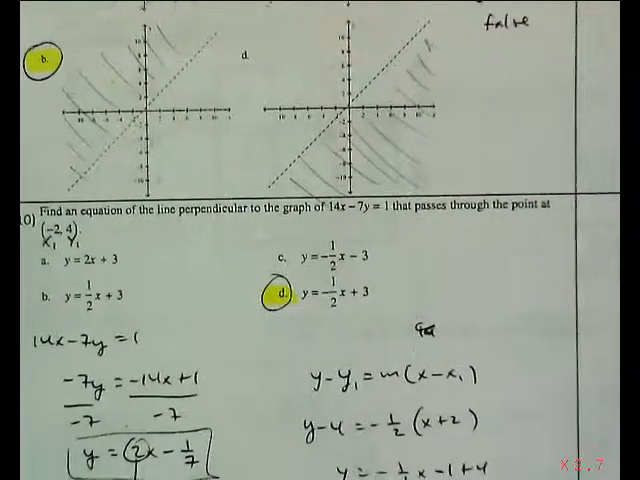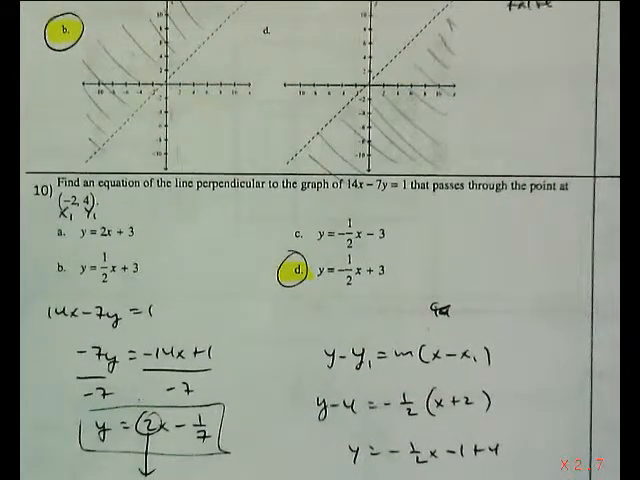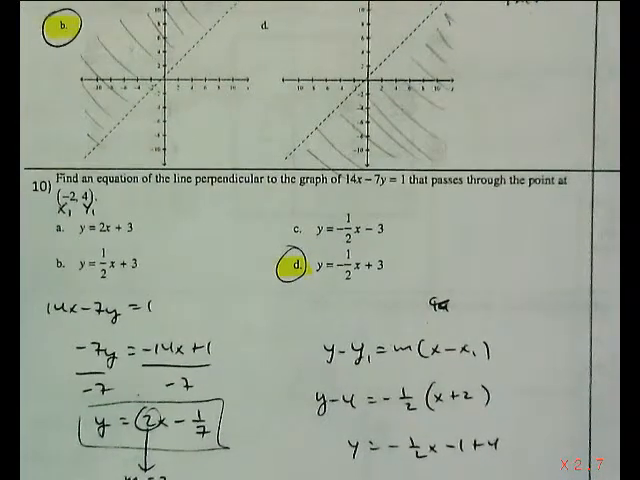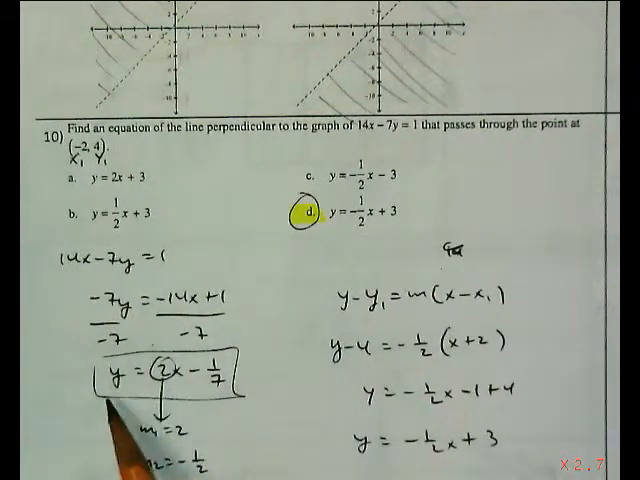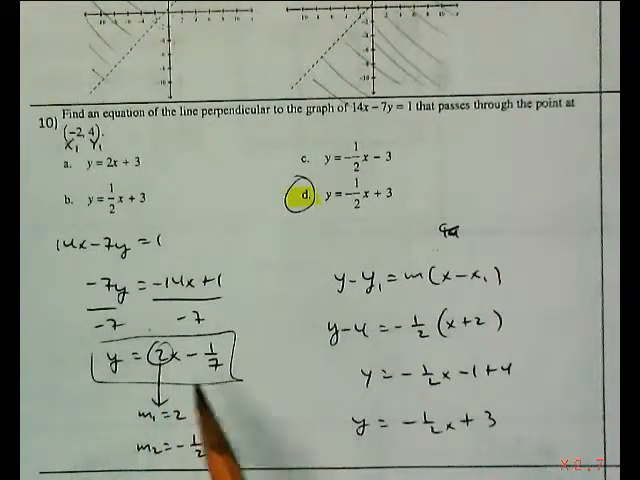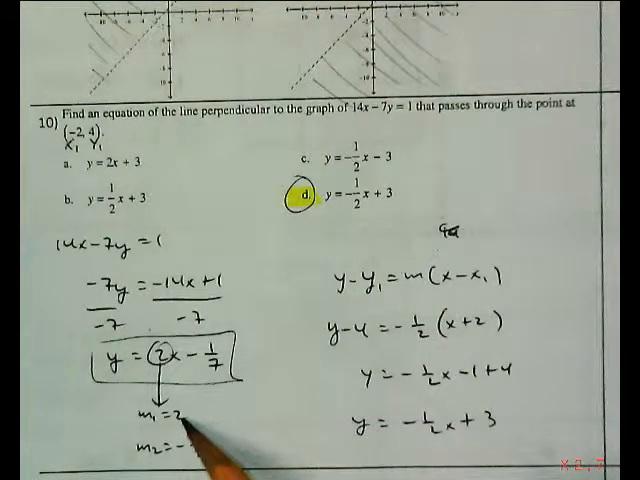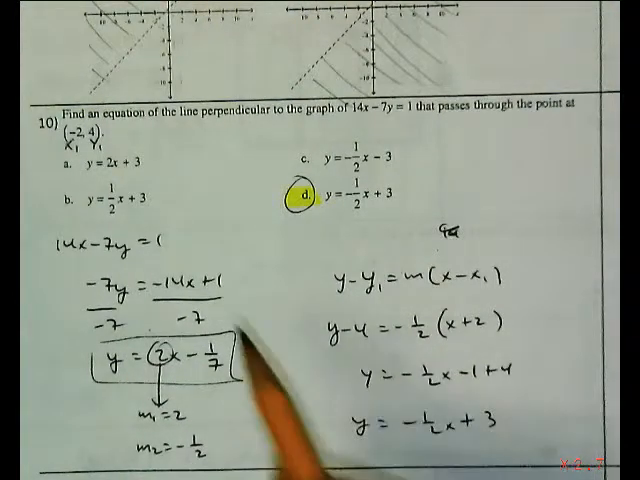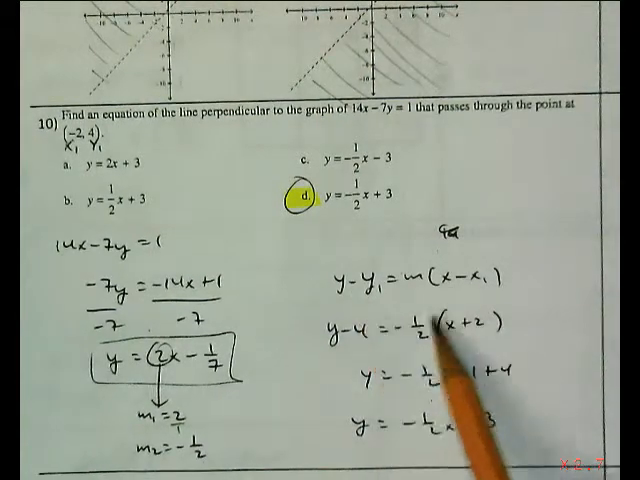Number 10. Which equation of the line perpendicular to the graph 14, x minus 7y equals 1 passes through a point at negative 2, 4? So the first thing I do is, in standard form, I'm going to transform it to slope-intercept form, so I have y equals 2x minus 1/7. Because my slope here is 2, the opposite reciprocal is negative 1/2. So there's 2 and 1, flip it, and then take the opposite, positive to negative. So now I have the slope of negative 1/2.